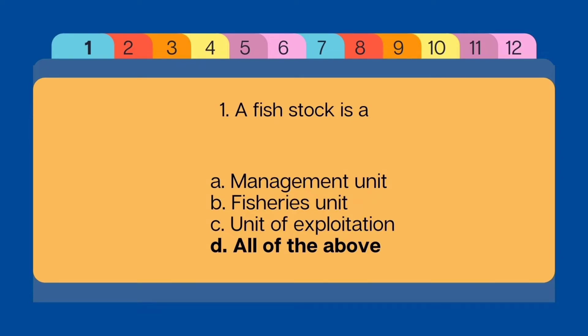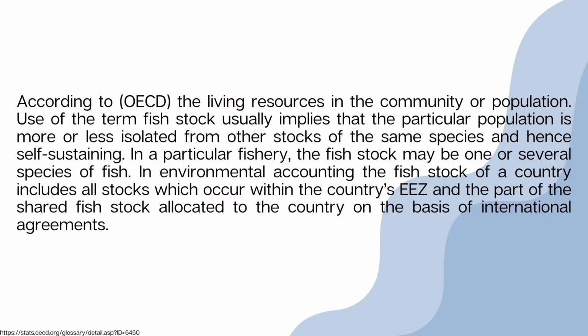All of the above. According to OECD, the living resources in the community or population, use of the term fish stock usually implies that a particular population is more or less isolated from other stocks of the same species and hence self-sustaining. In a particular fishery, the fish stock may be one or several species of fish. In environmental accounting, the fish stock of a country includes all stocks which occur within the country's EEZ and the part of the shared fish stock allocated to the country on the basis of international agreements.